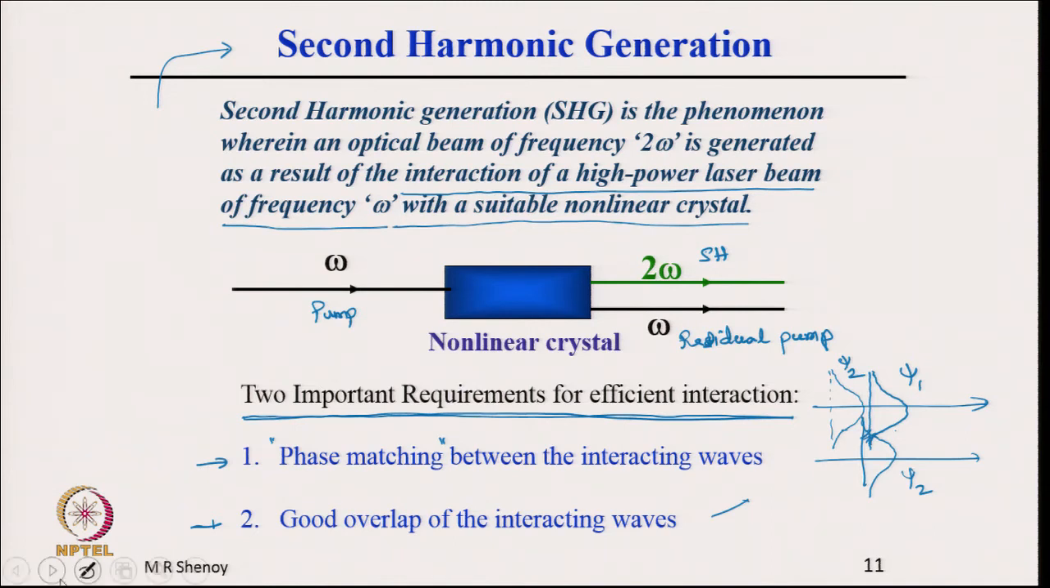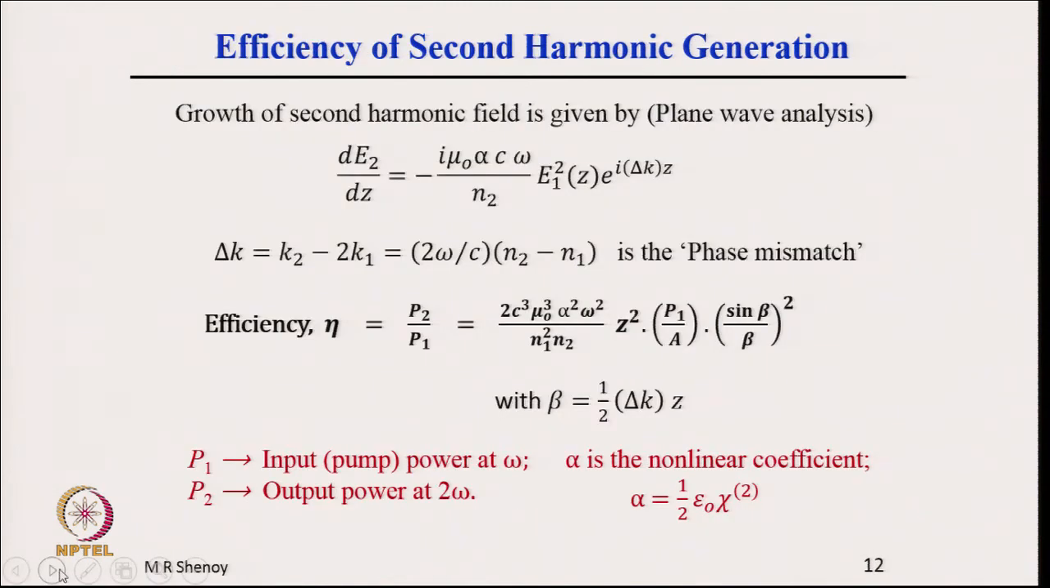We will discuss this a little bit more. For growth of the harmonic field, if we perform a plane wave analysis, the analysis is beyond the scope of our course. If we perform a plane wave analysis, then we would get an equation which describes the amplitude of the second harmonic. E1 is the amplitude at omega and E2 is the electric field at 2 omega.